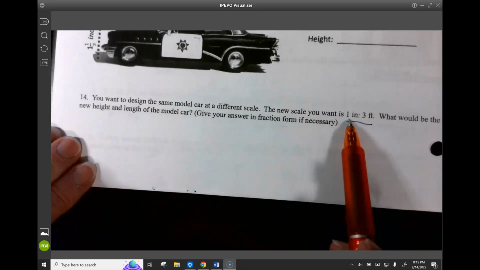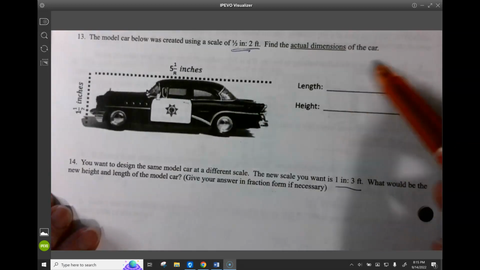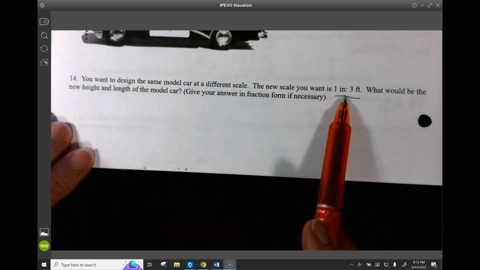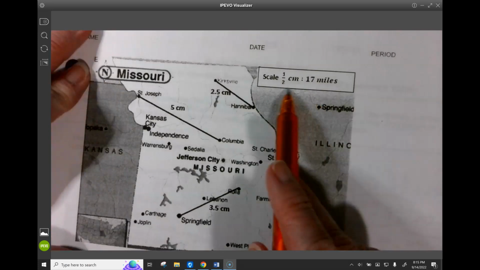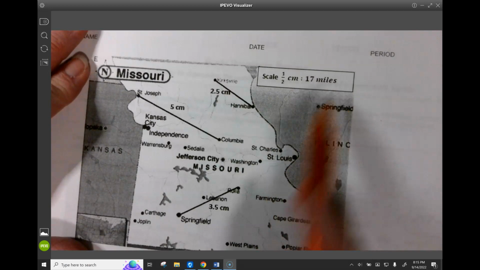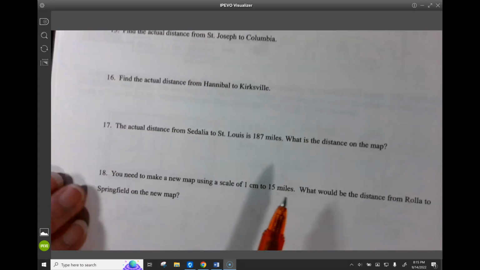But try this problem. Okay, so you're going to have to use what you just found out for the length and height in order to find out what it would be with the new scale model. So watch for that. We get to do another one of these problems. This time our scale, 1/2 centimeter to 17 miles, is close enough. We're going to go with that one. We're not going to change it. So just follow along. It's just like the first example that I did. If you're not sure how to do it, go back and look at that.